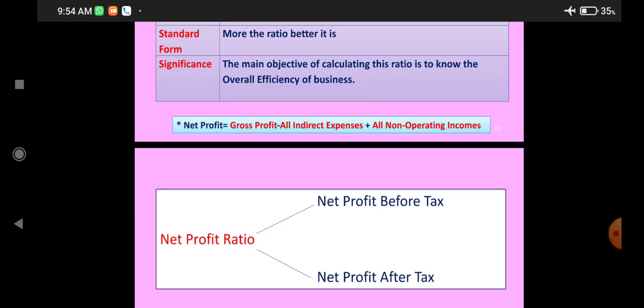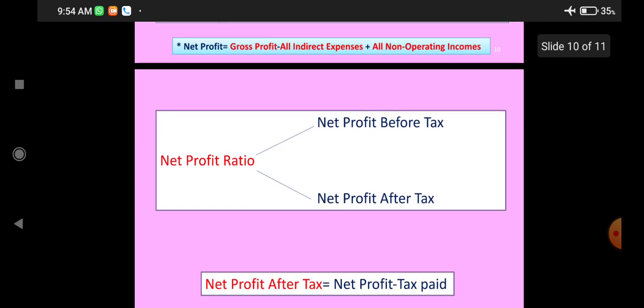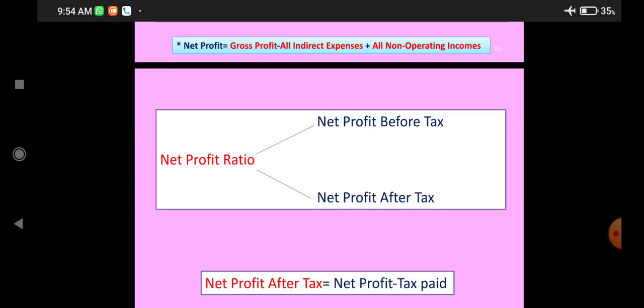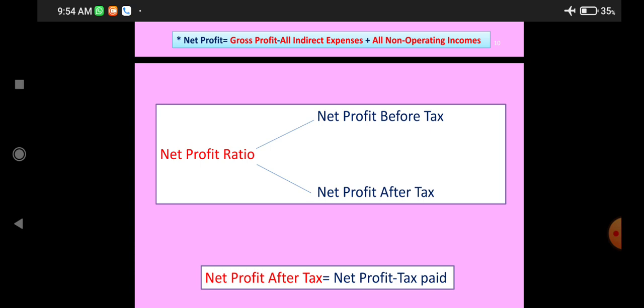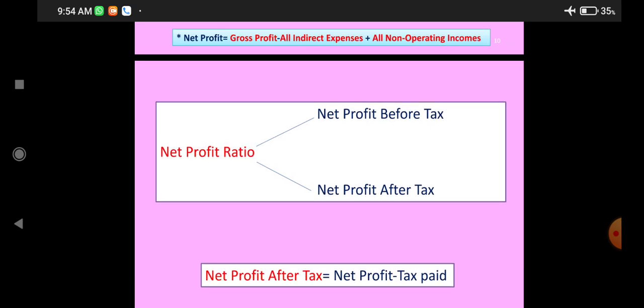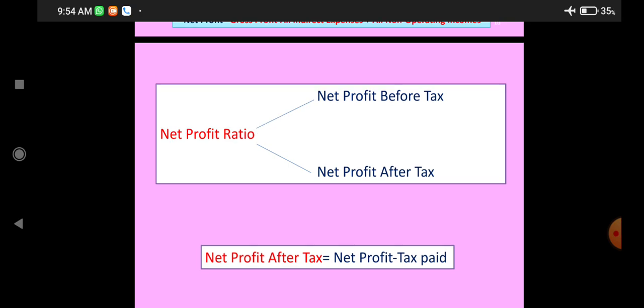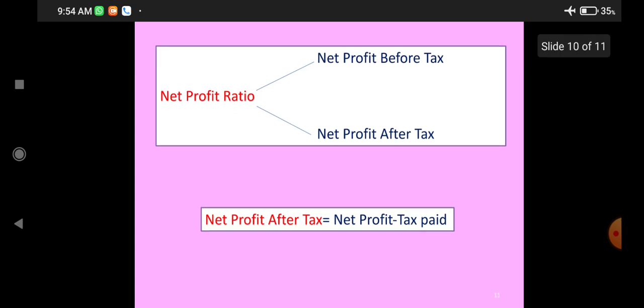Actually, dear students, net profit ratio may be of two types. One is net profit ratio before tax, the other is net profit ratio after tax. If the question is silent about taxation, then we should think that the net profit ratio before tax is to be calculated. So in this way, you can practice more and more questions from the NCERT books and from other reference books.